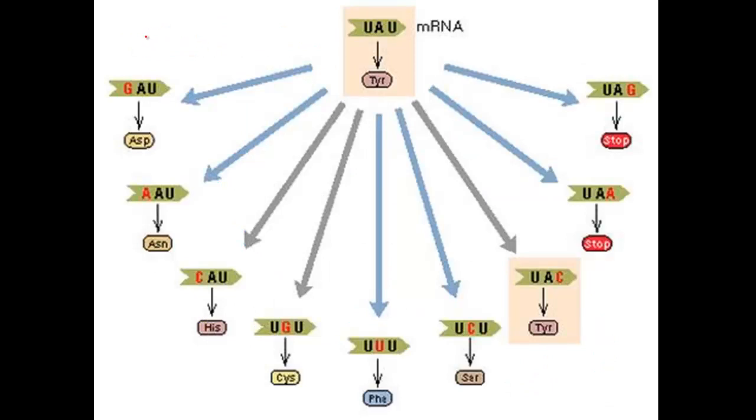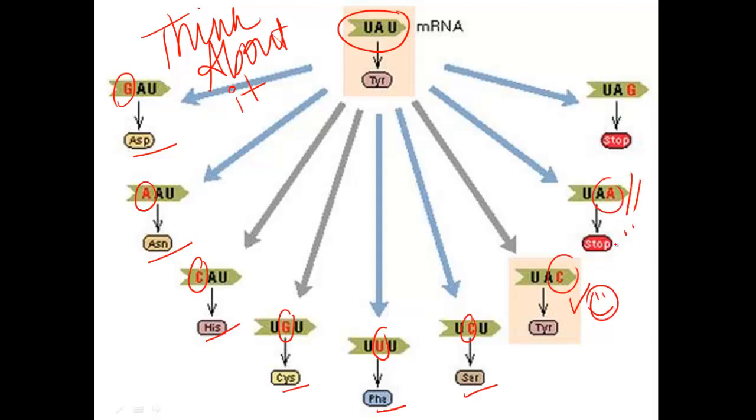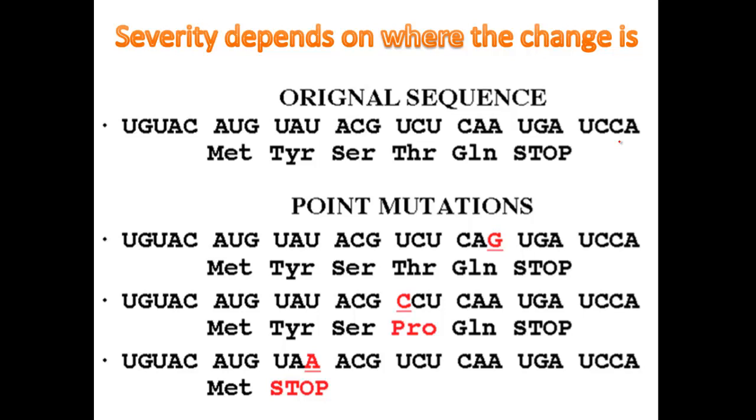If you think about the three letters on an mRNA coding for one amino acid, you look at UAU, which is the correct one, it makes tyrosine. If you change the G, you make aspartic acid. If you change the C, oh, good news, you still get tyrosine, that's great. But if you change that last letter to an A, you stop the protein from being made. Same with if the last letter is a G, not good news. So the severity depends on where the change is.